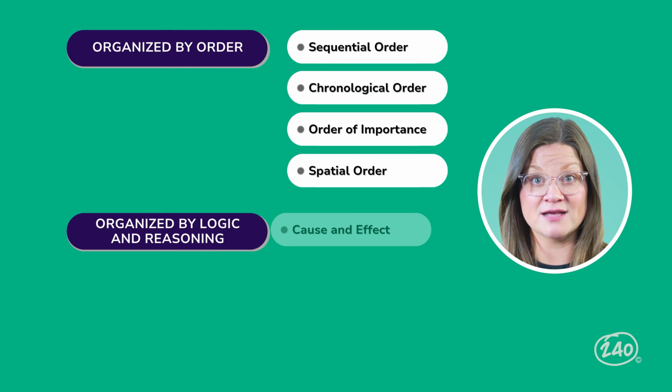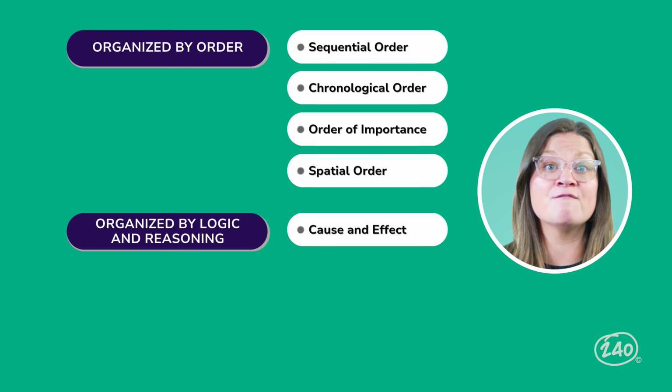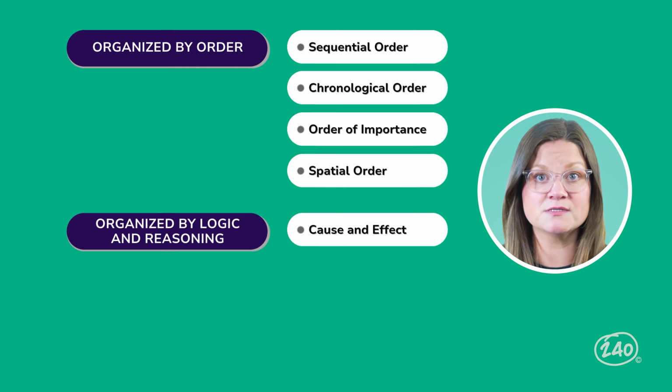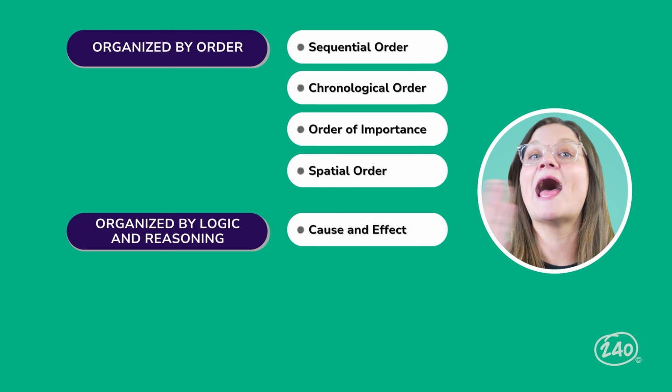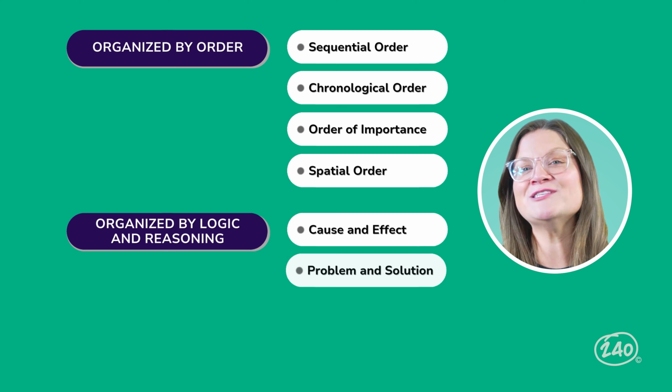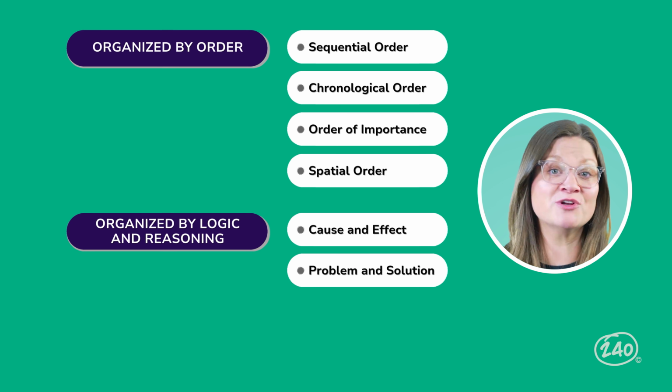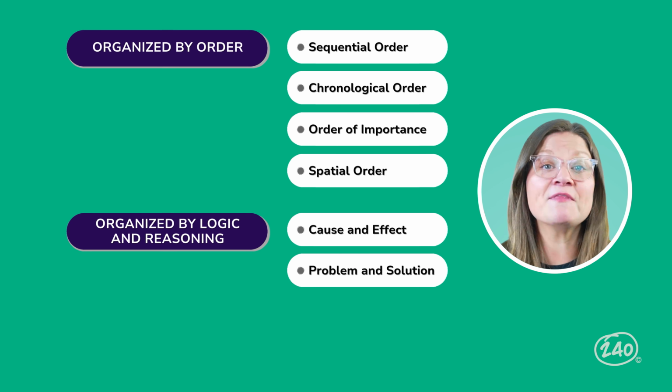Authors may also organize their writing by logic and reasoning. When authors organize their writing by cause and effect, they describe an event and follow the description with possible outcomes. Ask yourself, did the author explain what would happen after something else occurred? Problem and solution is a type of organization in which the author poses a problem and then provides answers or ideas about how to solve it.